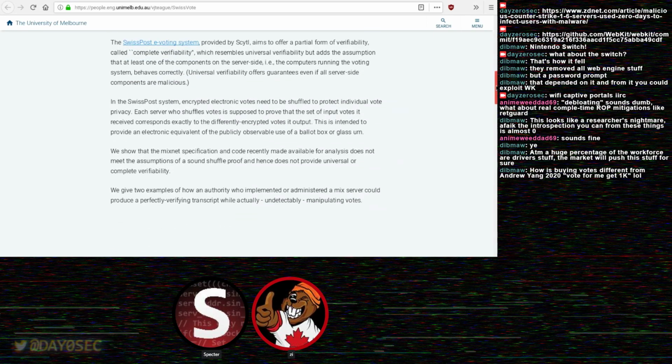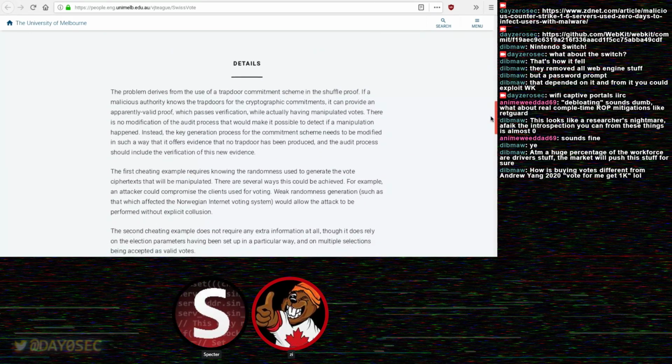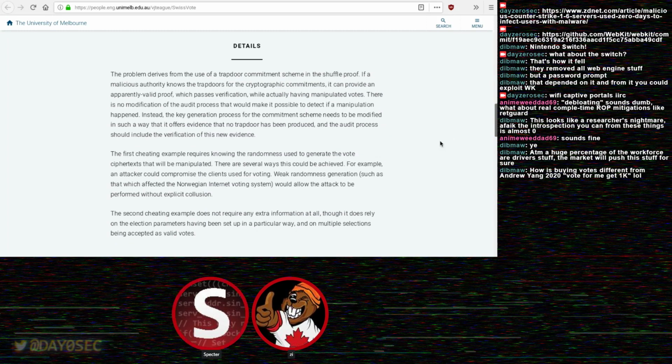Okay. So you can either compromise the voting machines themselves to get that information, or as was the case with Norway in their voting system, their issue was that they used a weak RNG, basically weak randomness. Yeah, that's the major thing.